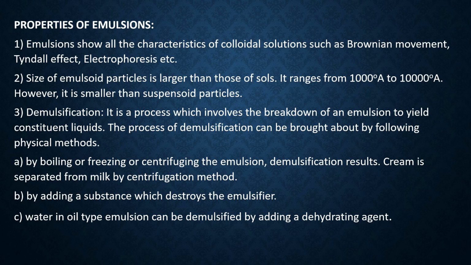Okay. Next, the third property is demulsification. It is a process where we can find the breakdown of an emulsion to give constituent liquids. Okay. The process of demulsification can be done by the following physical methods. There are three methods, students, by which demulsification can be done. First one, boiling or freezing or centrifuging the emulsion.